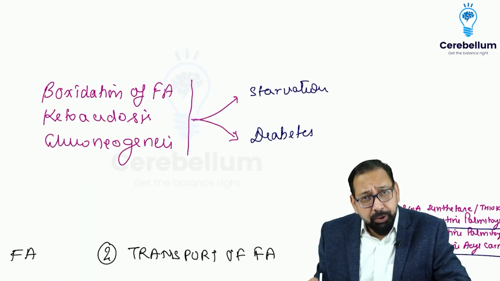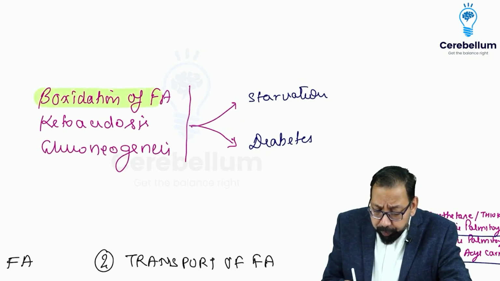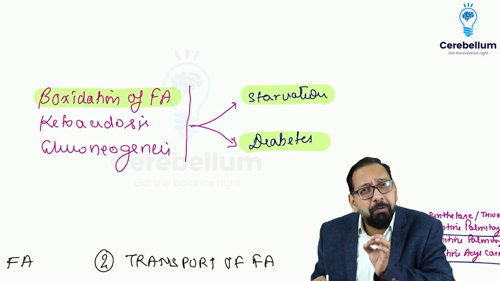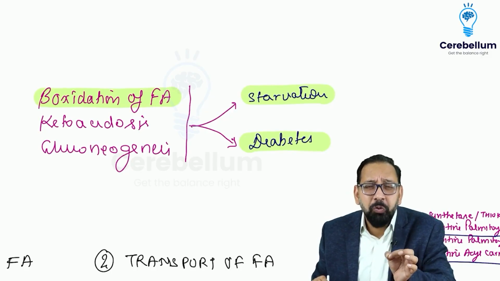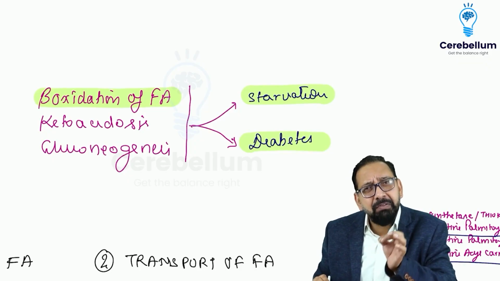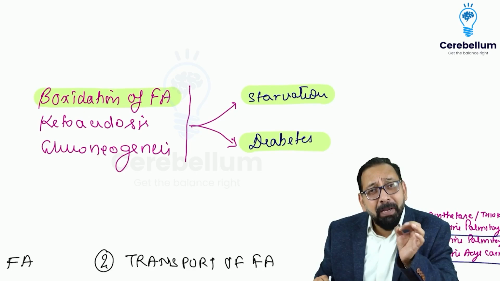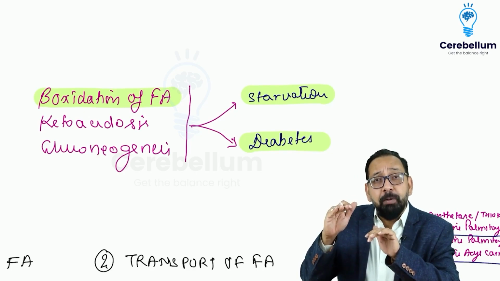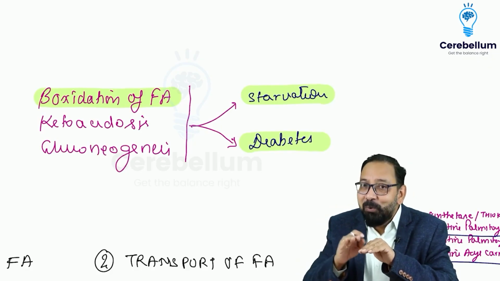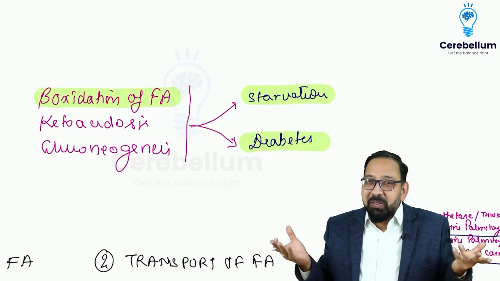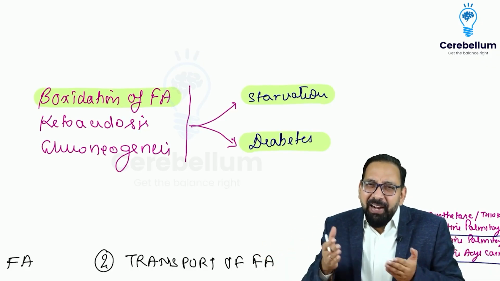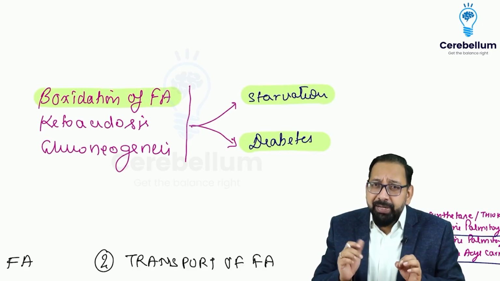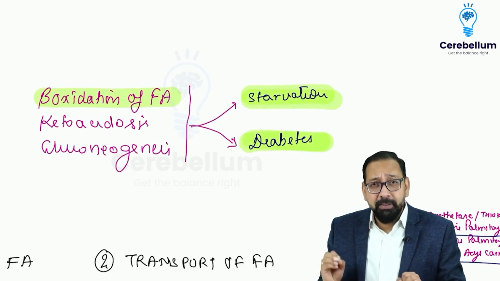Now we discuss beta oxidation of fatty acid. We know that beta oxidation of fatty acid occurs in starvation and diabetes. In starvation, you are not taking diet, so there is no glucose to produce energy. The cell will utilize fatty acid to produce energy by beta oxidation. In diabetes, blood glucose is high but will not enter the cell. When glucose will not enter the cell, the cell will think there is no glucose, so it will utilize fatty acid to produce energy by beta oxidation. So beta oxidation of fatty acid occurs in starvation and diabetes.